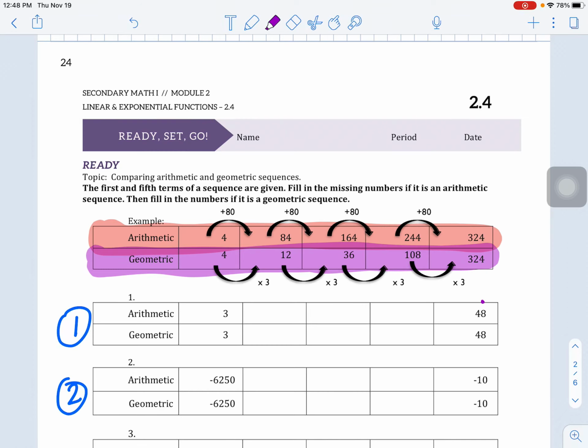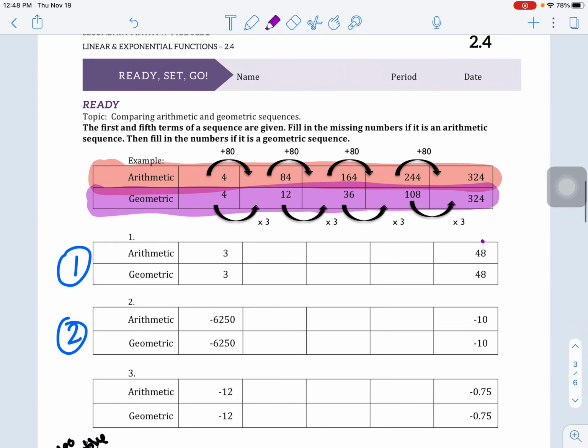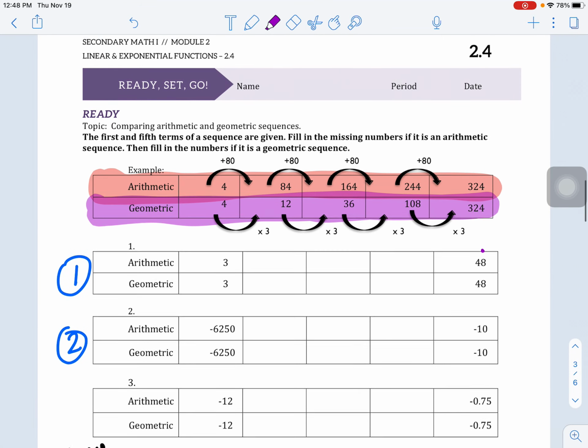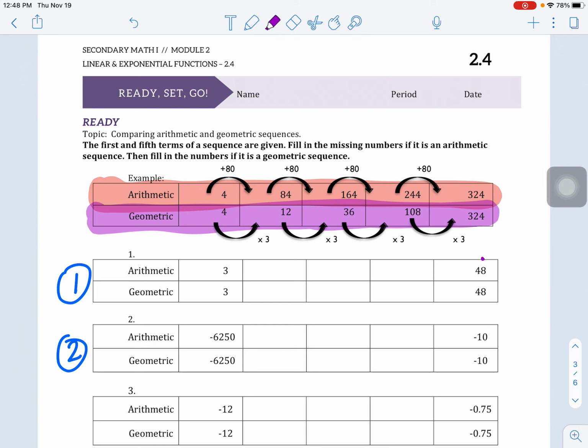This is the 2.4 Ready, Set, Go, and I really want to spend quite a bit of my time today talking about problems 1 and 2, and I'm going to use the example that's in the module to show you how to find that. So basically what it's looking for, it's saying the top row is arithmetic, so we're looking for the common difference, and the bottom row is geometric, and we're looking for the common ratio.